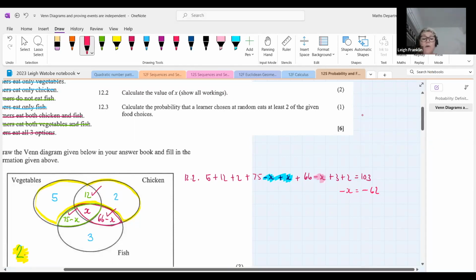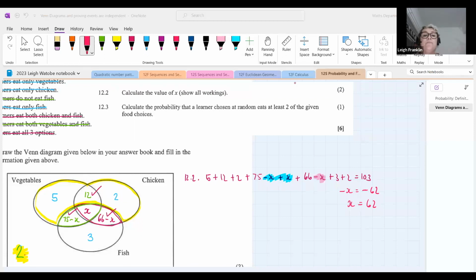You're saying 103 minus 5 minus 12 minus 2 minus 75 minus 66 minus 3 minus 2. So I get x is equal to 62 in this case. All right, so that means the number of people that eat all three, vegetables and chicken and fish, there are 62 of them. So we can work out the number that eat vegetables and fish only and the number that eat chicken and fish only.